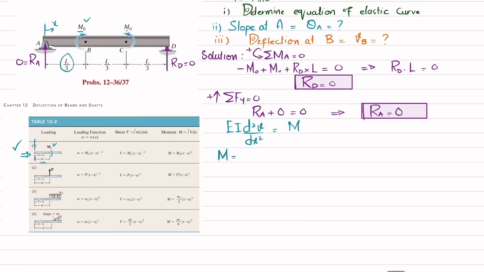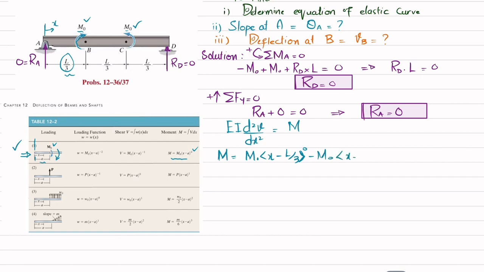The first moment is this one, and this is at a distance of L by 3. So you can see this moment is clockwise and this is also clockwise. So our equation will be equal to plus M naught into x minus a, so a will be replaced by L by 3. So x minus L by 3 power 0. The second moment is counterclockwise, so it will be minus M naught into x minus a. Remember, this is not parenthesis, this is Macaulay bracket.